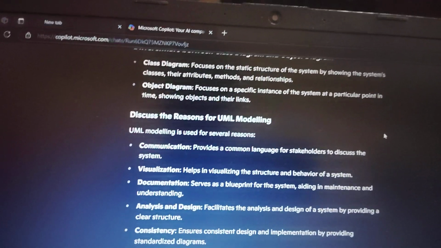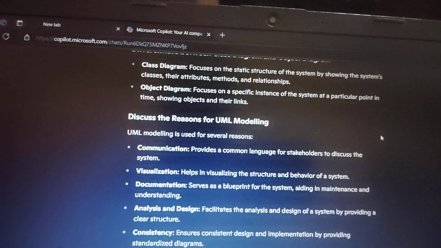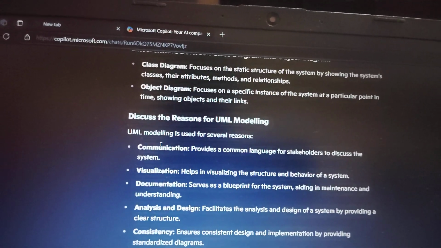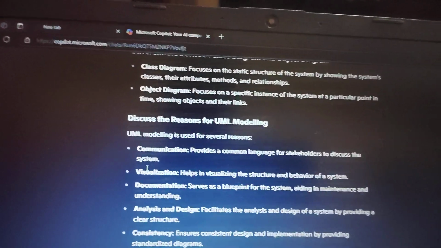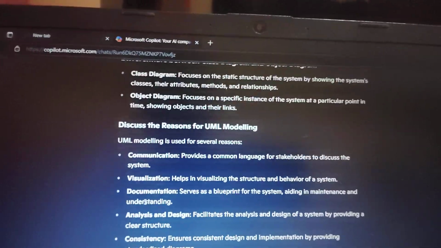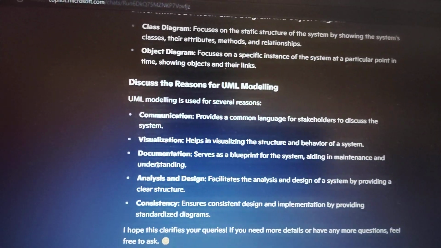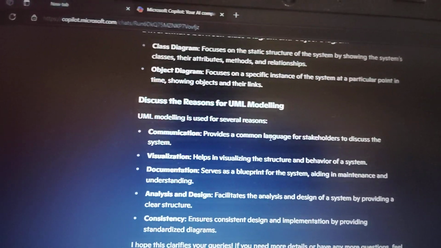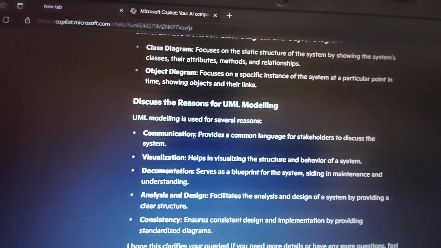Discuss the reasons for UML modeling. UML modeling is used for several reasons: communication, this is the first one, visualization, documentation, analysis and design. These are the main points. We can elaborate on them to get full marks.